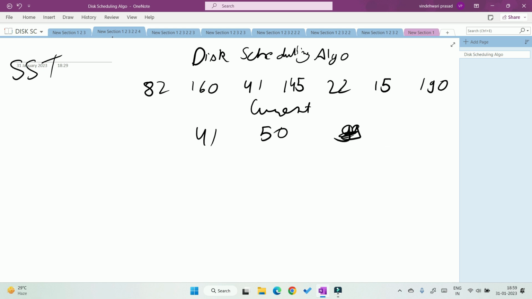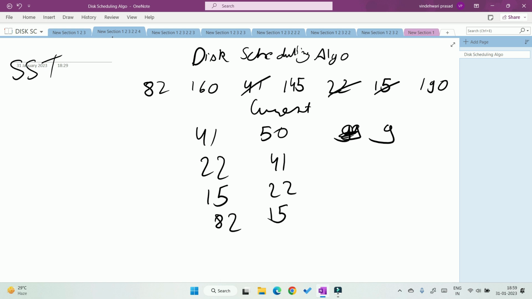After 41, which one is the shortest? 22 is the shortest. So from 41, it moved to 22. After 22, which one is shortest? 15. So it moved to 15. After 15, which one is shortest? 82. So after 15, it will move to 82. After 82, it will move to 145 because it is the shortest. After 145, it will move to 160 because 160 is the shortest. After 160, it will move to 190 because 190 is the shortest. So I hope now you know how the movement happened.